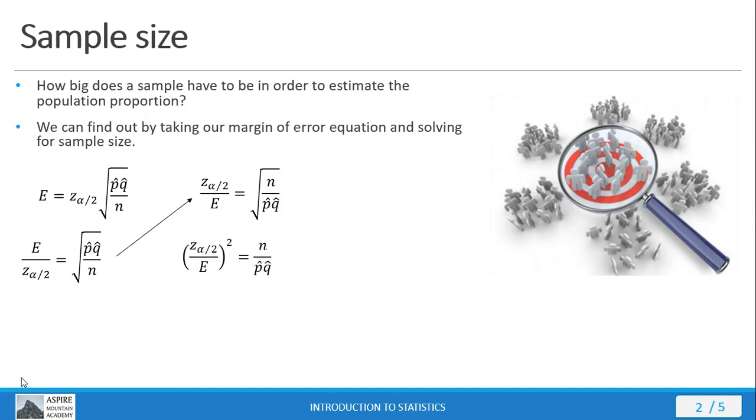From this point, we're going to square both sides, so we get rid of that square root sign. And then we're going to multiply both sides by p hat q hat. And now we've got a handy dandy equation for our sample size. If we want, we can actually just swap sides, so we have n coming out first, and here we have a handy dandy equation for calculating sample size.